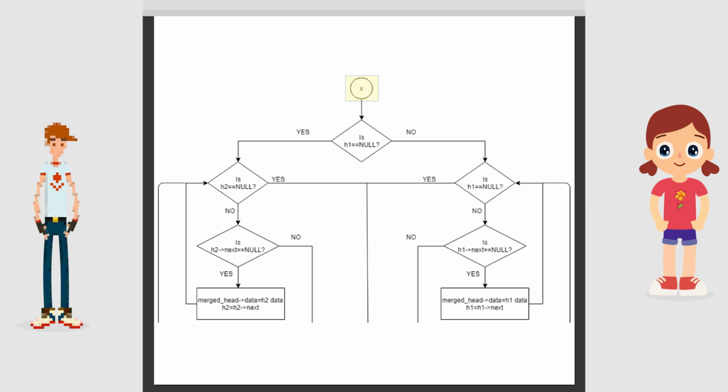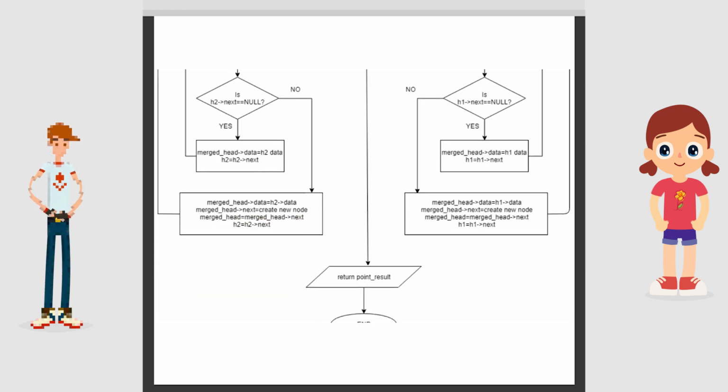Now, in the second part, we check if h1 equals null. If yes, we check whether h2 equals null or not. If no, we loop until h2.next equals null and add h2's data to the merged head's data at the end of the loop. Inside the loop, we add the data from h2 to our new list and increment the pointers to both h2 and the list.